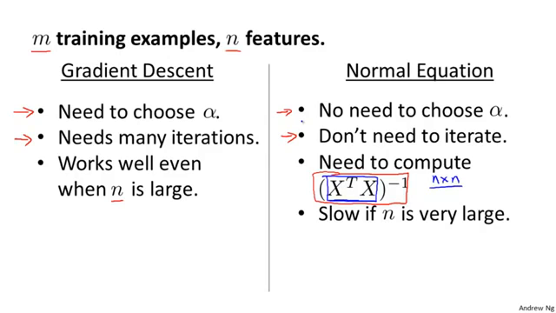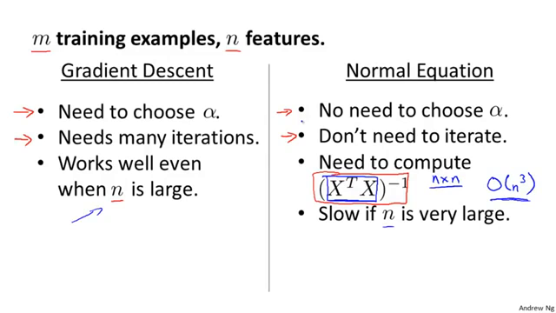And on most computer implementations, the cost of inverting a matrix grows roughly as the cube of the dimension of the matrix. So computing this inverse costs roughly order n cube time. Sometimes it's slightly faster than n cube, but it's close enough for our purposes. So if n, the number of features, is very large, then computing this quantity can be slow, and the normal equation method can actually be much slower. So if n is large, then I might usually use gradient descent because we don't want to pay this order n cube time. But if n is relatively small, then the normal equation might give you a better way to solve for the parameters.